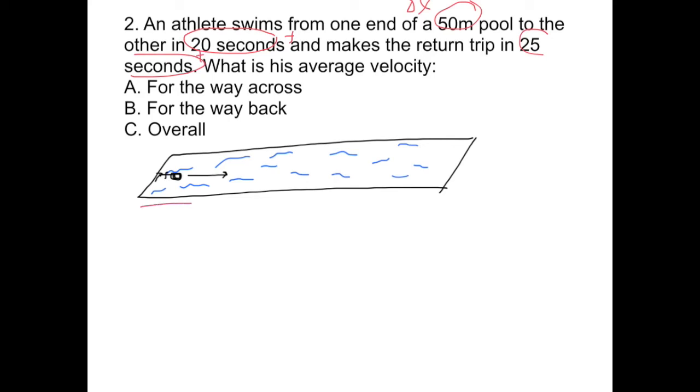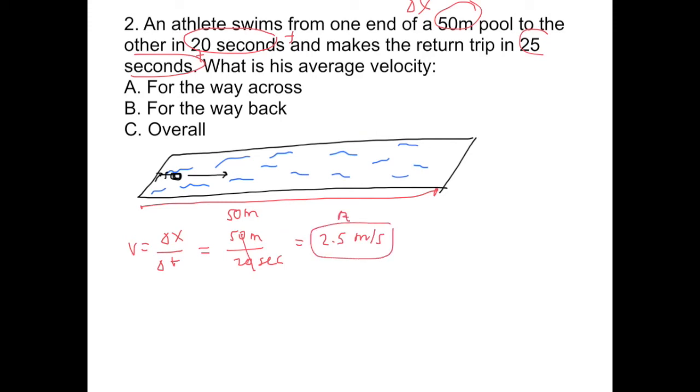Alright, we'll start with the way across. So we've seen from the problem that the pool is 50 meters across. We also know that the athlete swims across the pool in 20 seconds. So V equals delta x over delta t. That means that V equals 50 meters in 20 seconds. And we can divide 50 by 20 to get 5 over 2, or 2.5 meters per second. So that's part A. That's the velocity for the way across the pool.